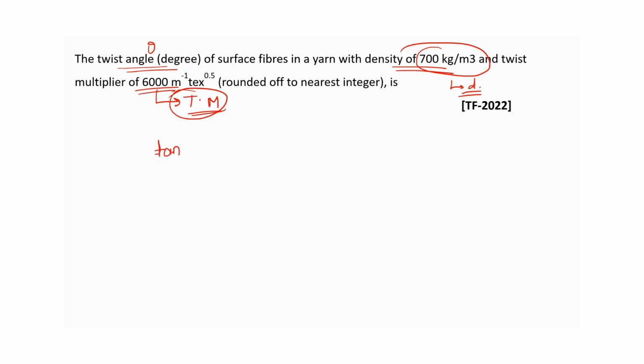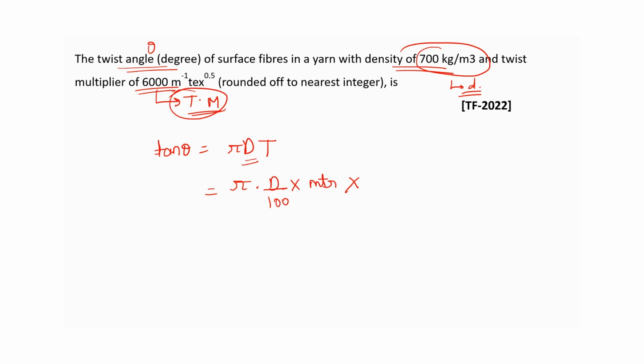So you know that tan theta is equal to pi into d into t, where t is twist. We do not know the twist, so with the help of the twist multiplier, we will find out the value of twist. Since the diameter is in centimeter, d upon 100 gives meter. If d is given in centimeters, so it is converted to meter.